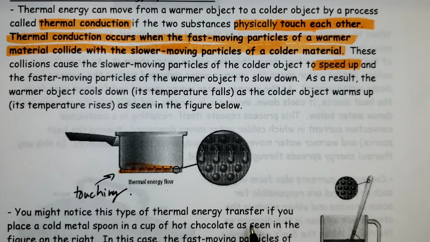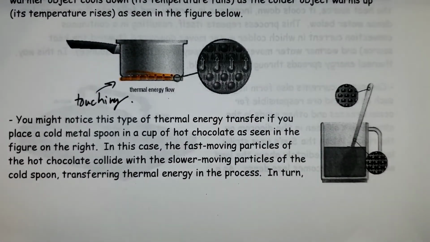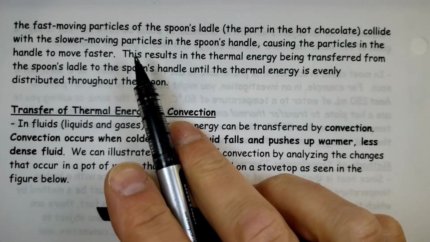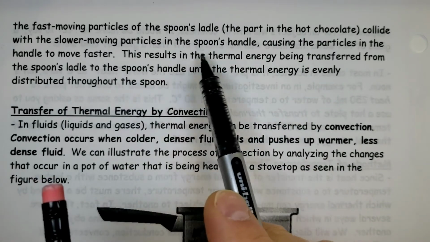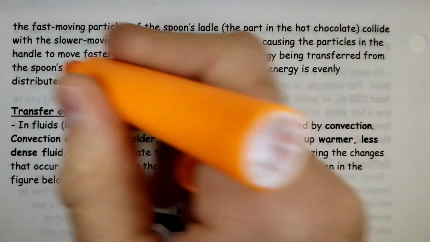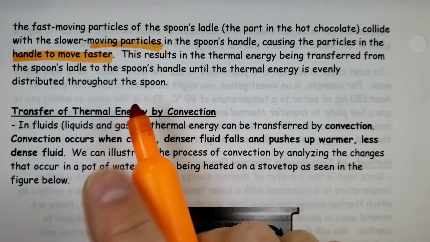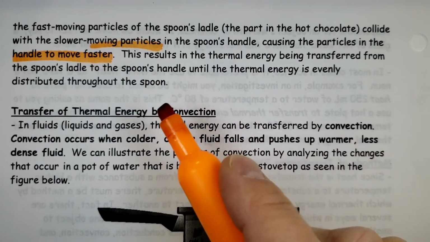You might notice this type of thermal energy transfer if you place a cold metal spoon in a cup of hot coffee. In this case, the fast-moving particles of the hot chocolate collide with the slower-moving particles of the spoon, transferring energy over. The fast-moving particles of the spoon's ladle, the part in the hot chocolate, collide with the slower particles, causing the particles in the handle to move faster. This results in thermal energy being transferred from the spoon's ladle to the spoon's handle until the thermal energy is evenly distributed among the spoon.